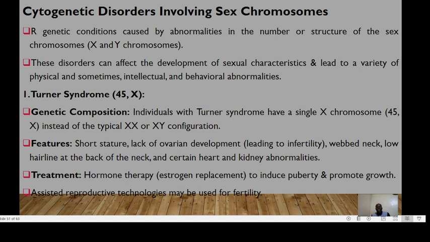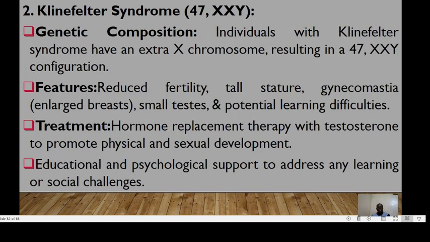Individuals with this syndrome have a single X chromosome, so they tend to have 45 chromosomes instead of 46. They will have short stature, lack of ovarian development leading to infertility, webbed neck, low hairline at the back of the head, and certain heart and kidney abnormalities. It can be treated using hormonal therapy, that is estrogen replacement, to induce puberty and promote growth. Assisted reproductive technologies may also be used for fertility.